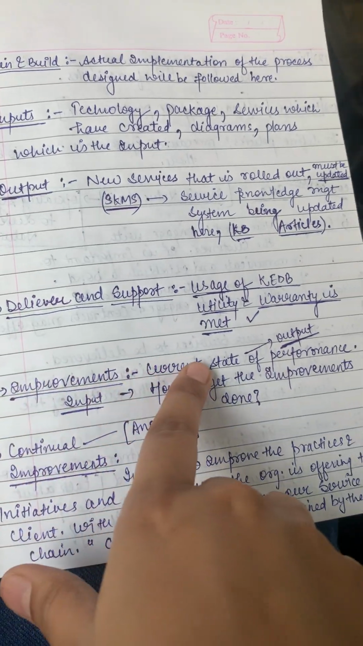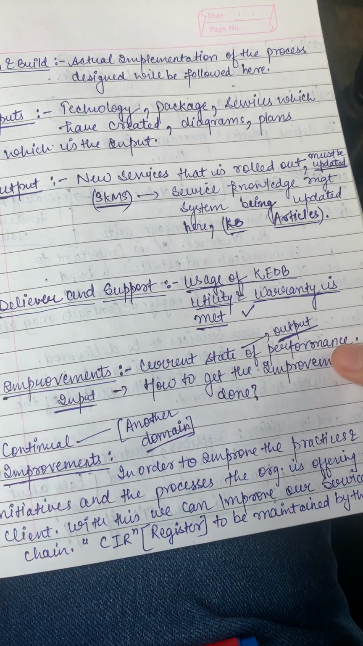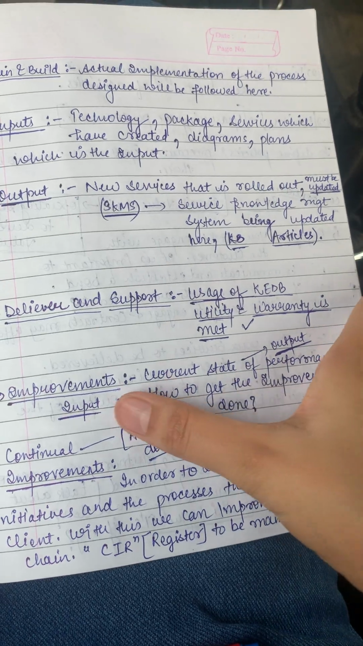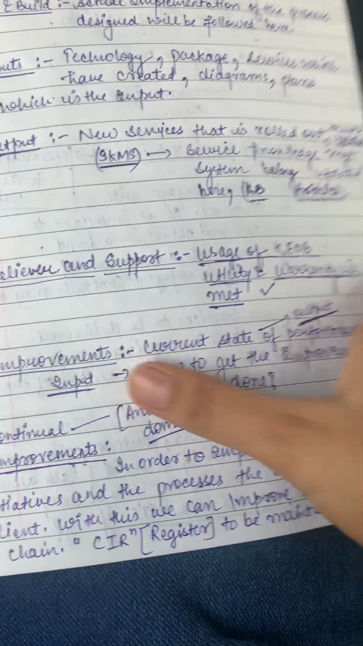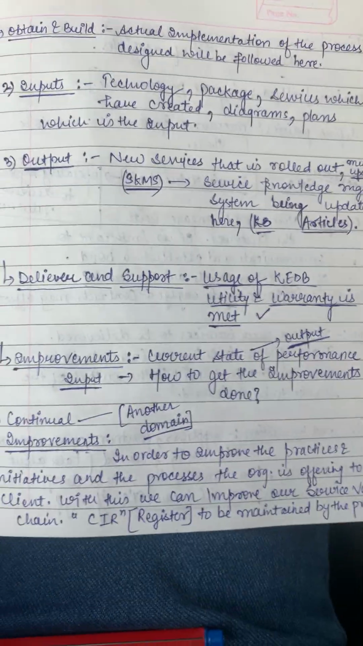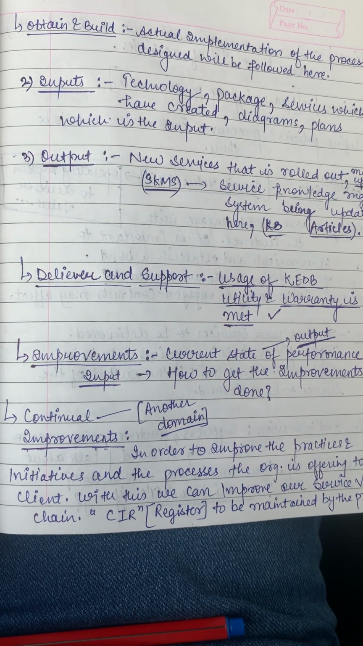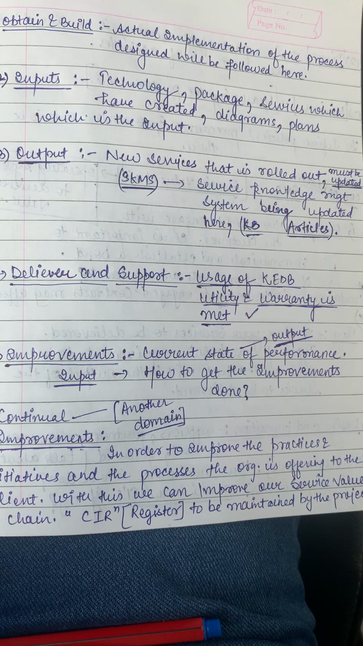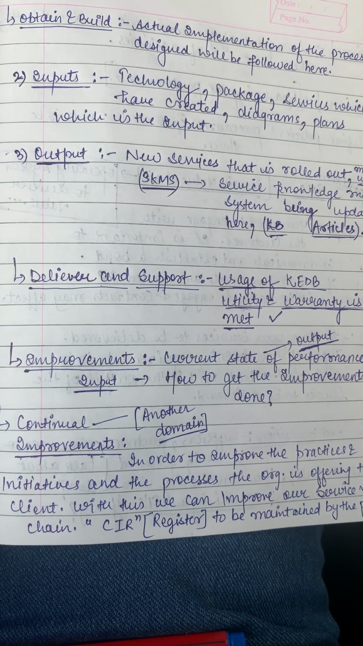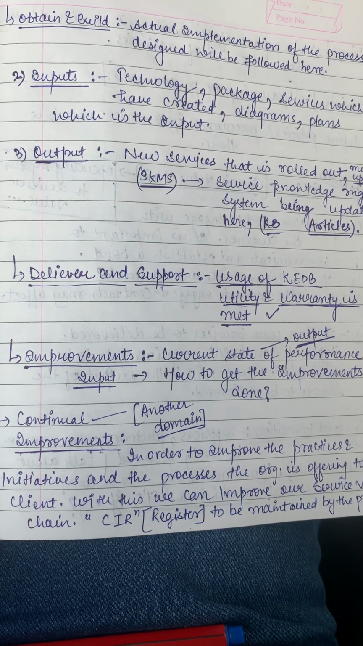Improvement is the current state of output performance. How to get the improvements done will be the inputs. In any process there must always be improvements that need to be adhered to. Another one, and the last one, is continual improvement. Continual improvement is actually another domain altogether.